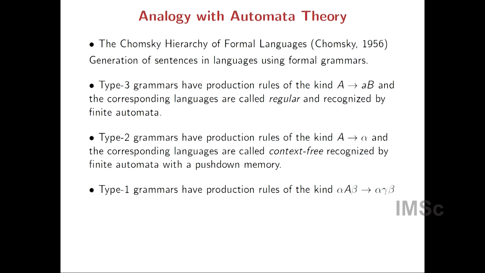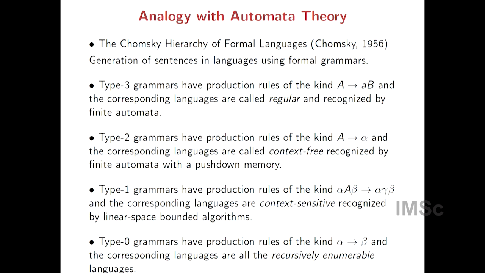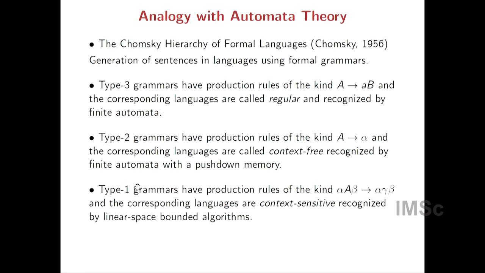The next kind of grammar is what is called context-sensitive grammars, where the context in which a non-terminal is placed is important. So I can replace A by gamma, provided it's in the context alpha beta. And it turns out that, again, there is a computation model, non-deterministic linear space-bounded algorithms, which recognize such languages. And the most general kind of grammar is free for all, and they can essentially capture all what are called recursively enumerable languages.